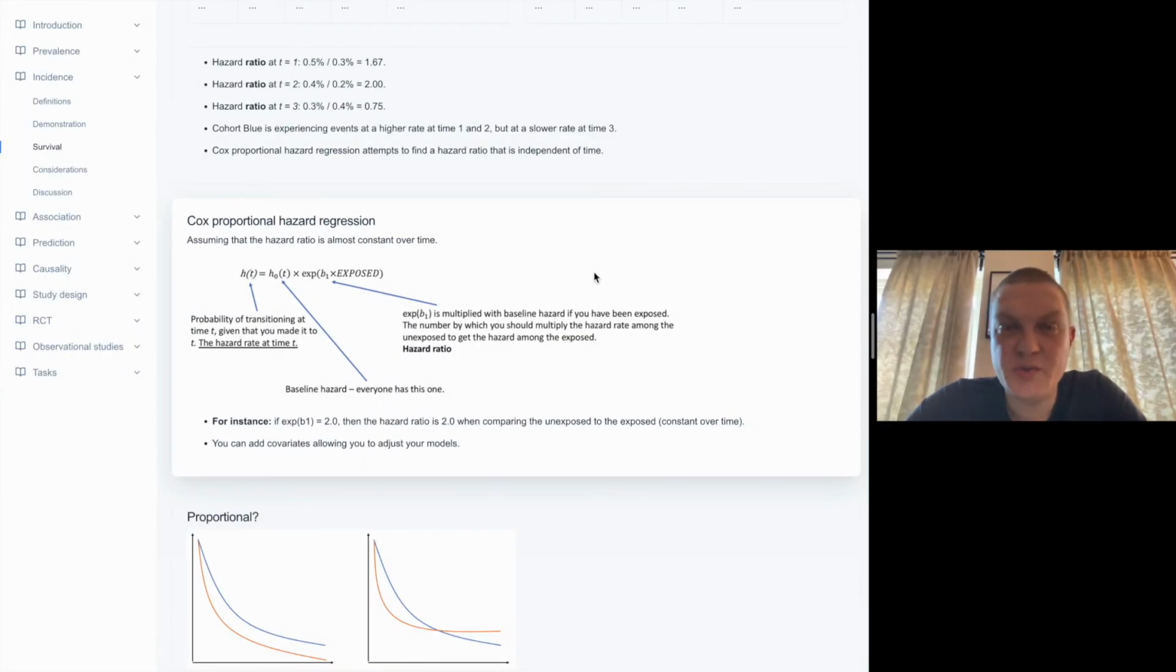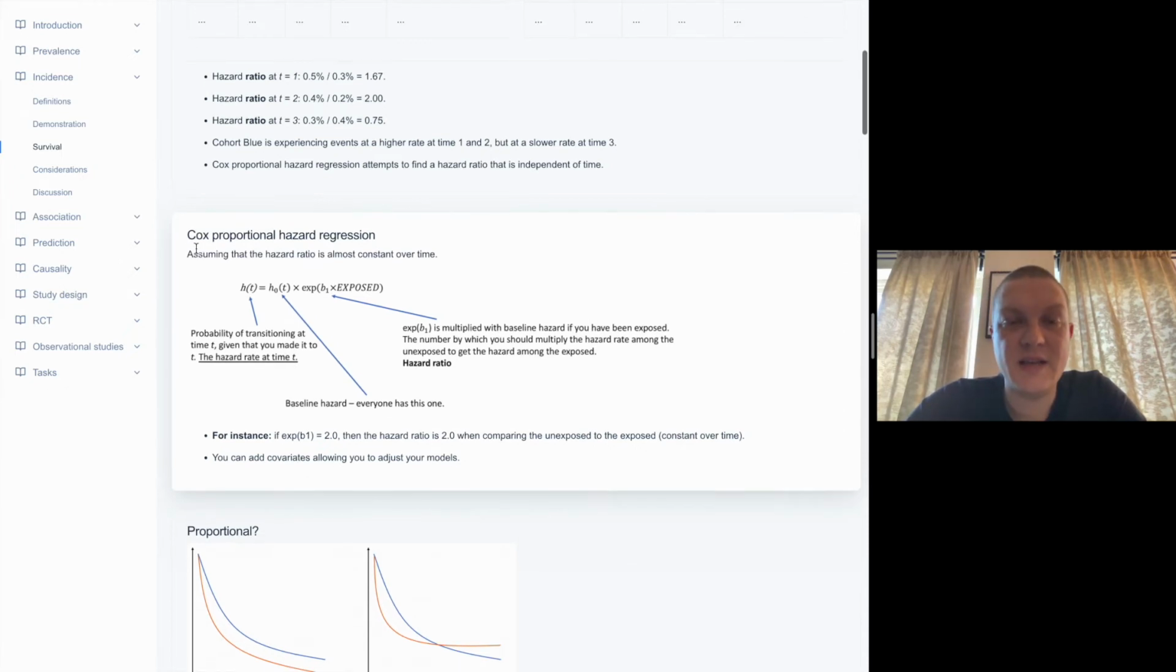If you're not used to reading regression equations, then don't freak out. We're just going to look at this equation and break it down. You don't really have to understand what's going on, but it will give you an idea of what this Cox proportional hazard regression is trying to do.